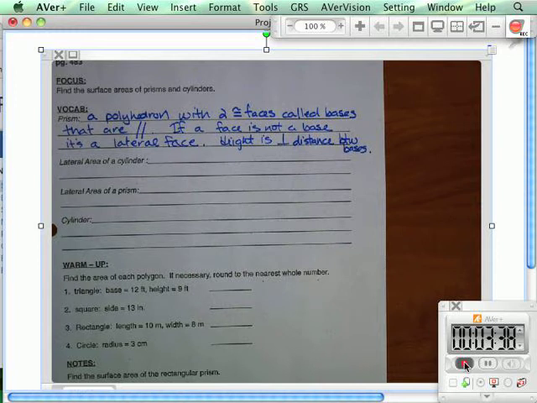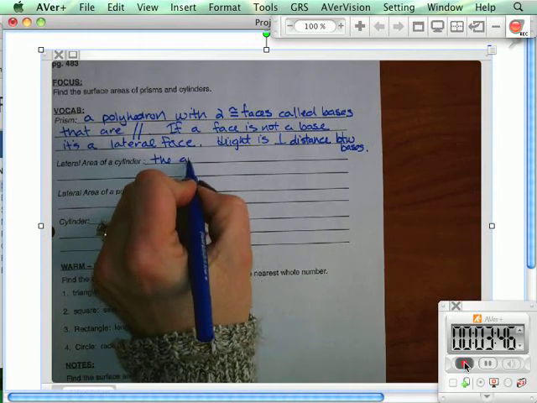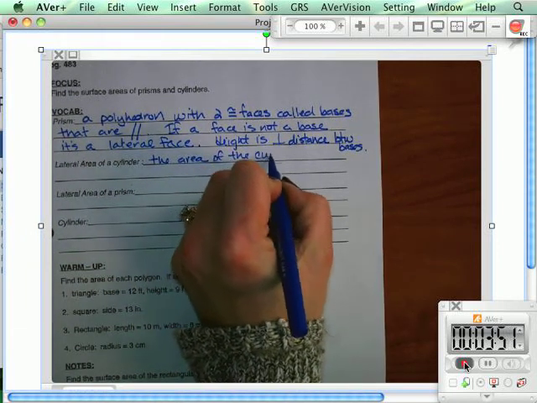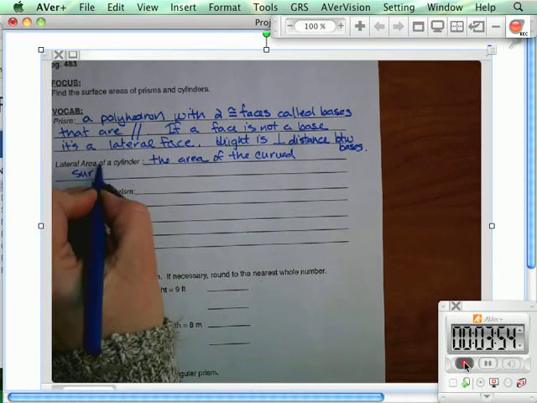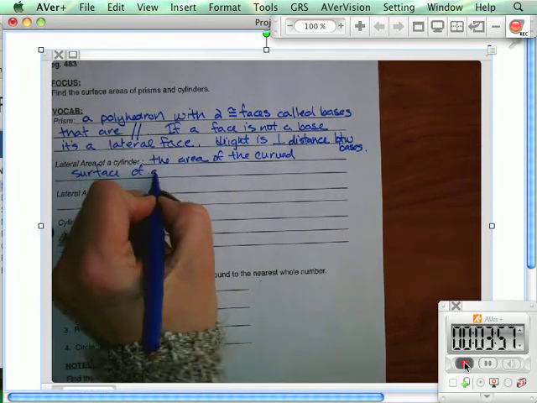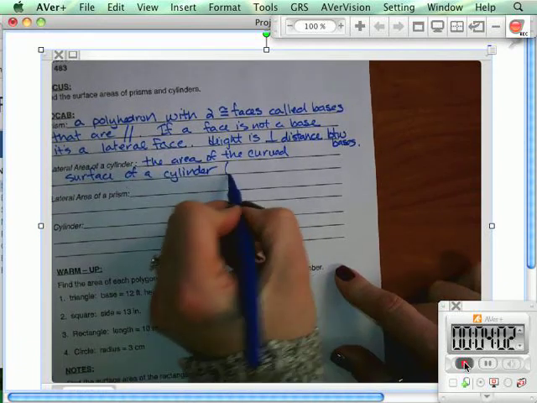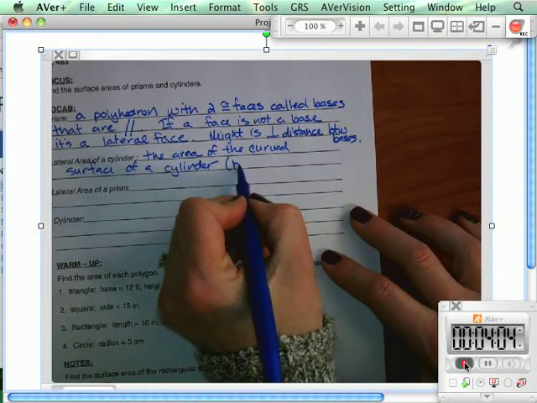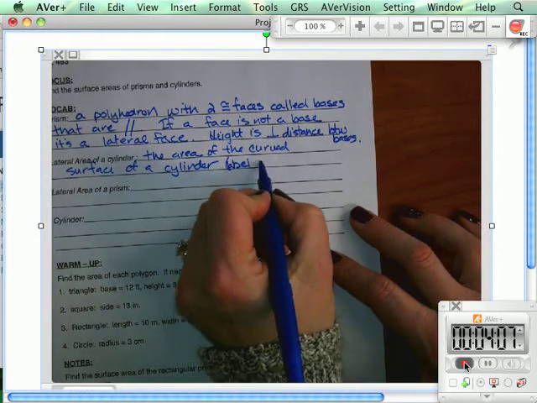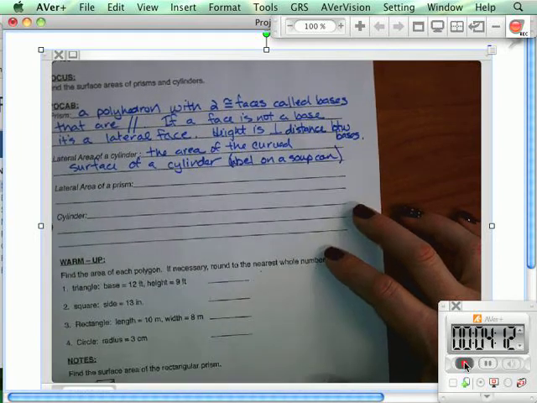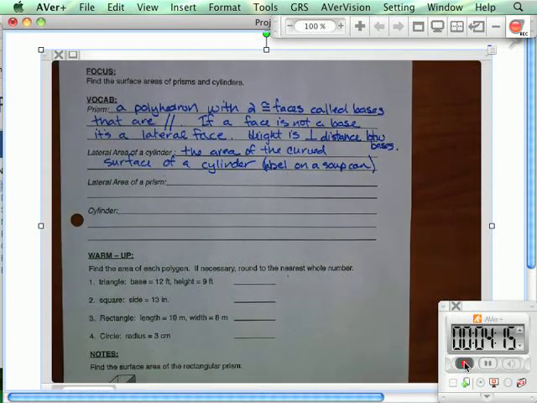If you were to cut a slit, this had a wrapper on it, and I unrolled it, it'd be a rectangle. So that is the area of the curved surface of a cylinder. I looked for that old can of ravioli, but apparently it didn't make the move. Like the label on a soup can. It's like the label on a soup can. The area of that rectangle.